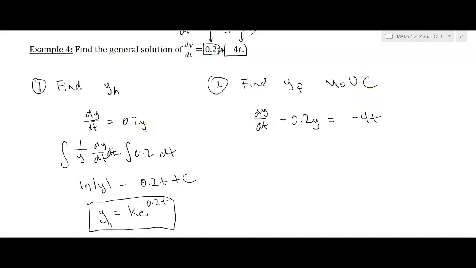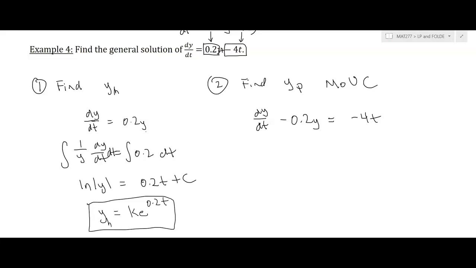Now this one's a little bit different because when I read this, I see that if I take the derivative of my solution and I subtract away 20% of that solution, I should end up with a linear function, negative 4t. But the problem is that if I take y to be a linear function, its derivative is a constant function.